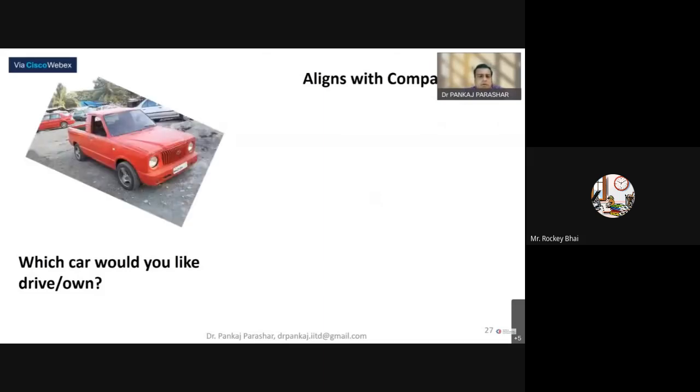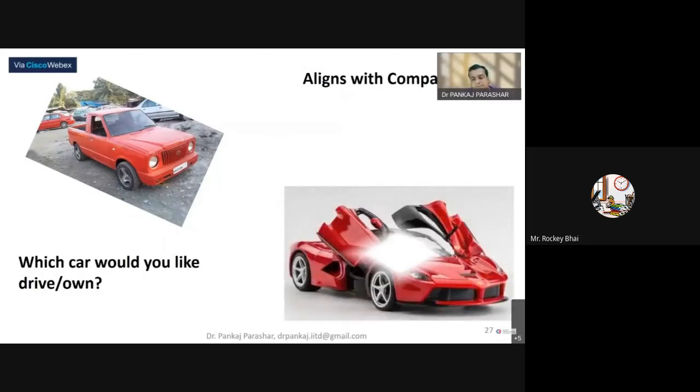This is, I don't know, a converted red car somewhere in some part of India, because it shows an Indian number plate. This is a red car. And this is another red car. Which one would align with the company motto? The company motto means, say for example, the upper one says that we make great cars. Does it even look great?